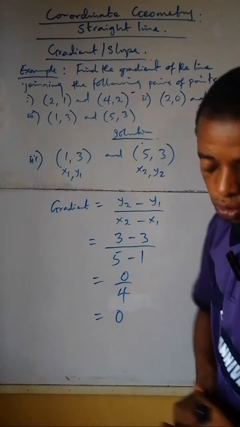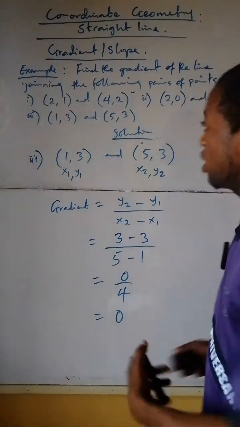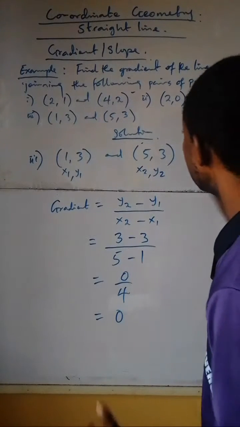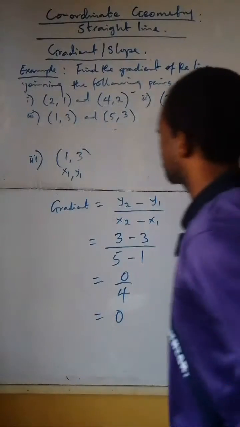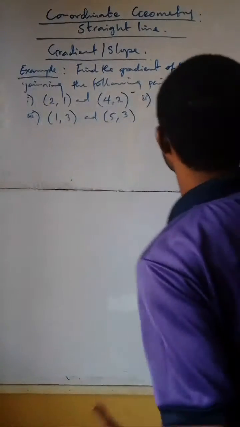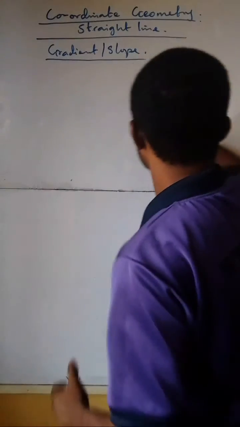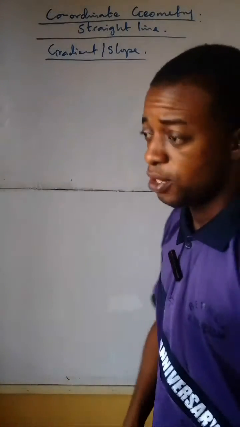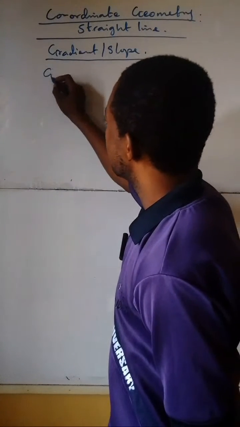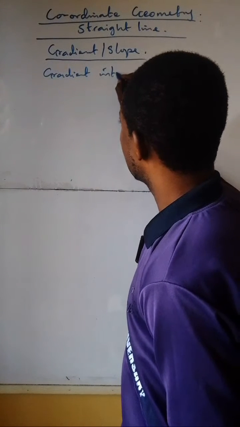And also, we can get the gradient of a particular line without first drawing the line. Once you know the equation of the line, we can derive the gradient of that particular line using the formula for gradient intercept form. So if we are given the equation of a particular line, we can easily get the gradient using the gradient intercept formula.